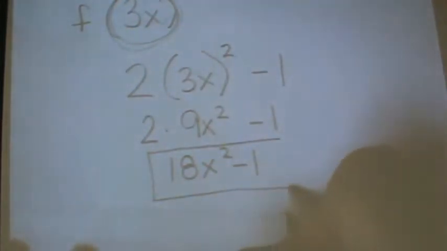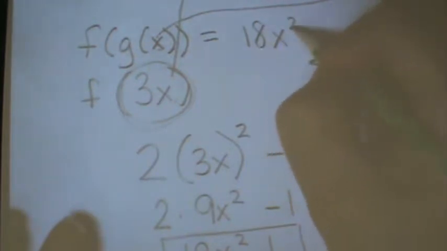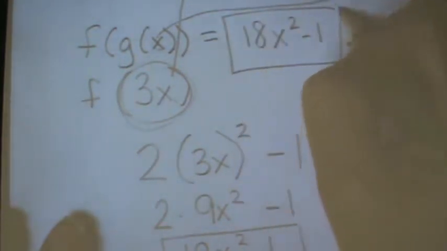What do you get? What's 2 times 9x squared? 18x squared. Uh-huh. So this is 18x squared minus 1, which is really what f of g of x is. So that's the final answer. Yes, this is the final answer. That's f of g of x.